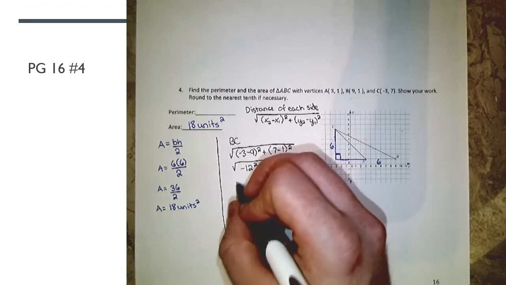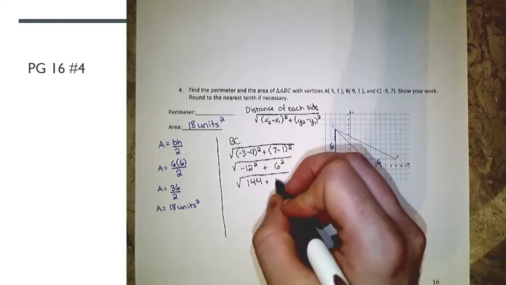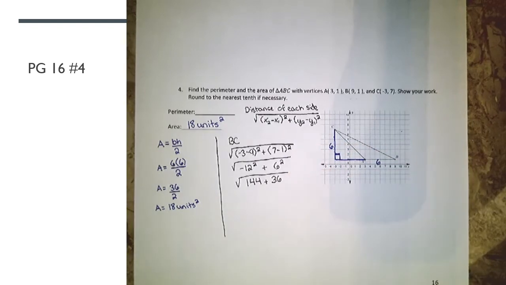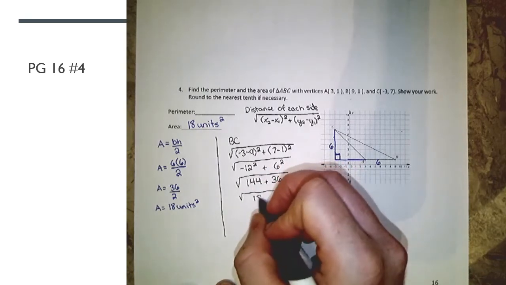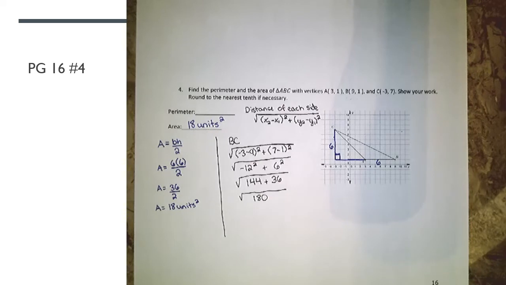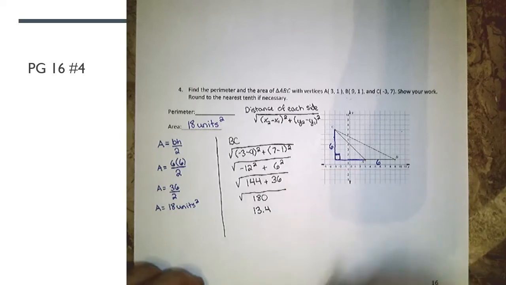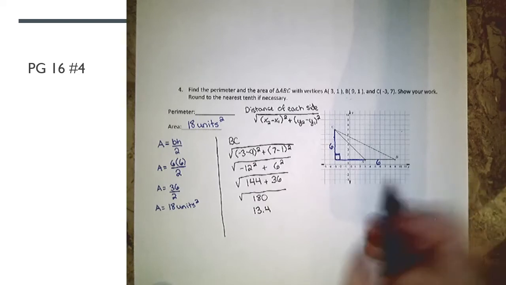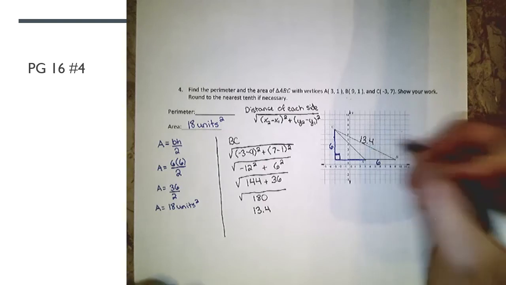Now you want to square your numbers. 12 squared is 144. 6 squared is 36. So remember, even if I had the negative 12 times negative 12, it turned positive. Add these together, I get 180. When I do the square root of 180, I get 13.4. So the distance from B to C is 13.4.